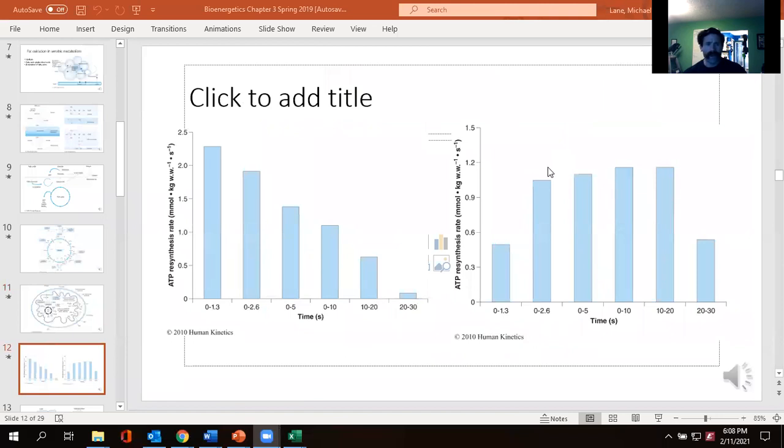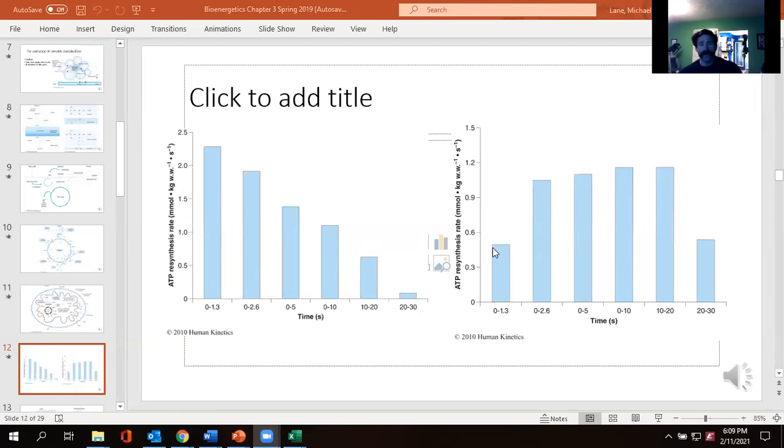Now, what can we tell you? Well, when it comes to our ability to regenerate ATP and the speed, we can do it very rapidly, but the ability to keep it up for a long period of time is not great. So this right here is looking at the ATP resynthesis rate. Notice we're going close to 2.5 millimoles per kilogram wet weight per second. And that's going to be for the ATP PCR.